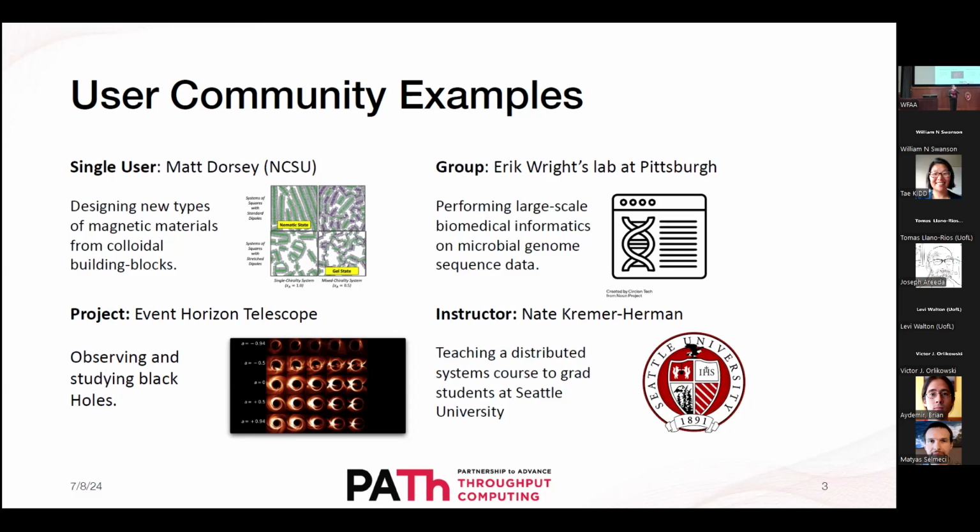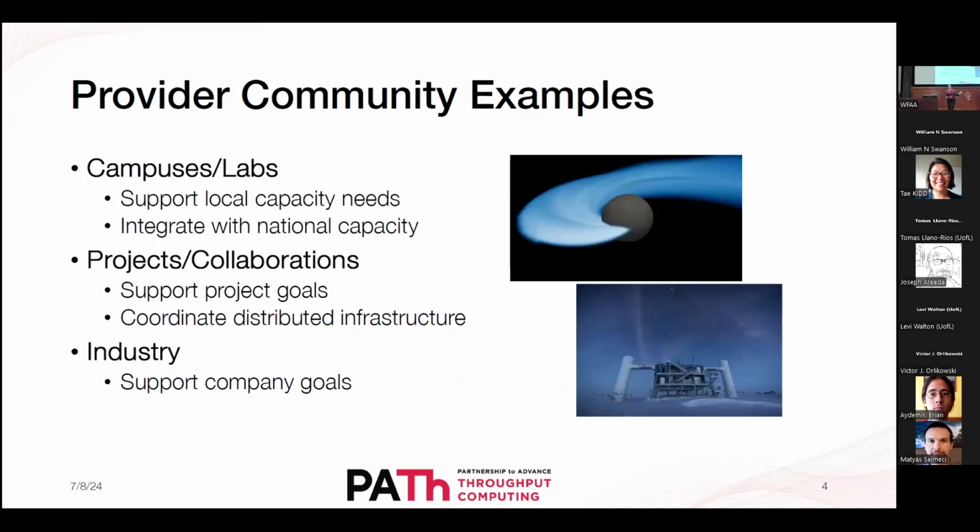So that's a snapshot of the user community, and then the provider community. There's a lot of campuses here today, national labs, different projects and collaborations that are trying to make computing available to their members or constituents. And we don't have a lot of industry representation this week, but some of the tools we develop are used in that context as well. So this is our whole community.